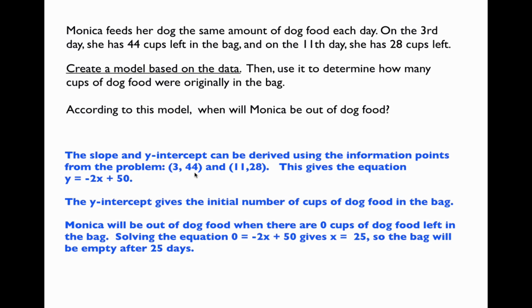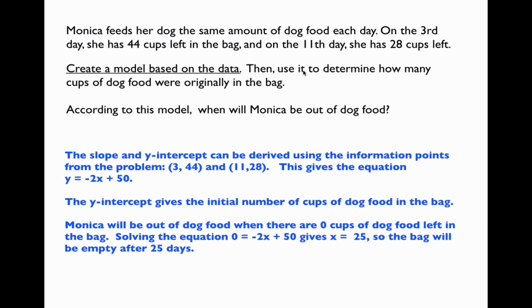Some students have a tendency to switch these up. So if you did that, don't worry about it. You realized your mistake, switch them back and rederive your model. All right, and I did the same thing here. On the 11th day, there were 28 cups left in the bag. So now I have 2 points. From these 2 points, I can use the method previously discussed in this video to derive the equation y equals -2x plus 50. Now, what do the slope and the y-intercept tell us about this? Well, the y-intercept gives us the initial number of cups of dog food in the bag, which is the answer to one of our questions.